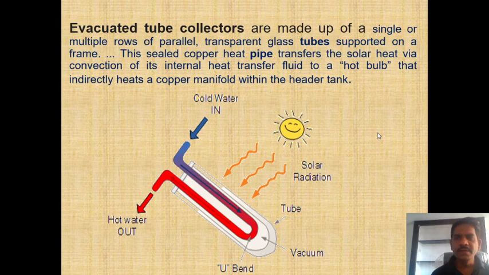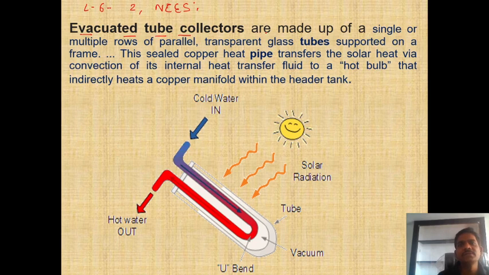Myself, Professor B.B. Ingle, and today we have to discuss lecture number 6 of unit number 2. The name of the subject is NCES. So, in the previous lecture, we discussed the flat plate collectors. Okay. Then today we have to discuss the evacuated tube collectors. So, what is the definition?